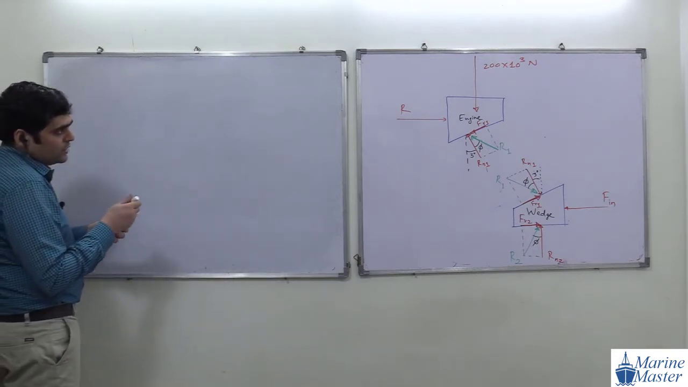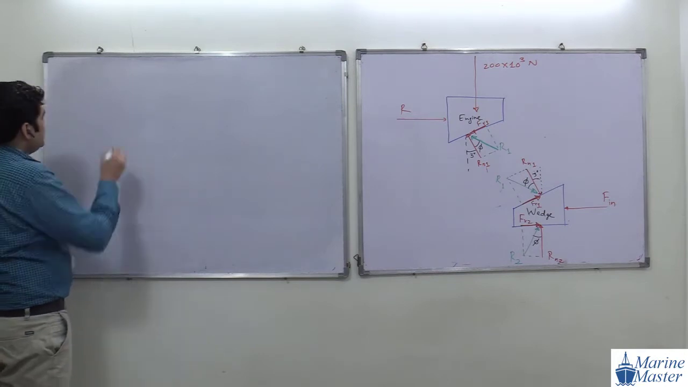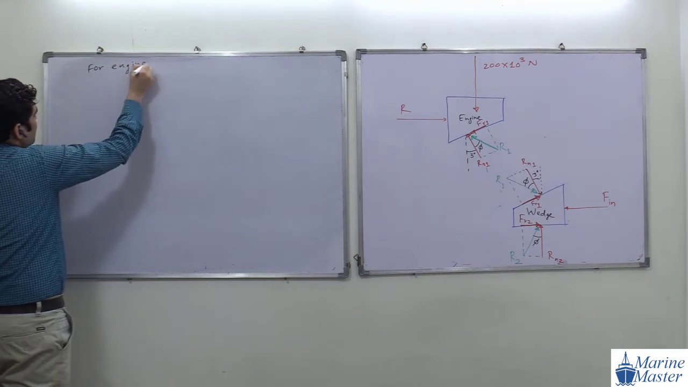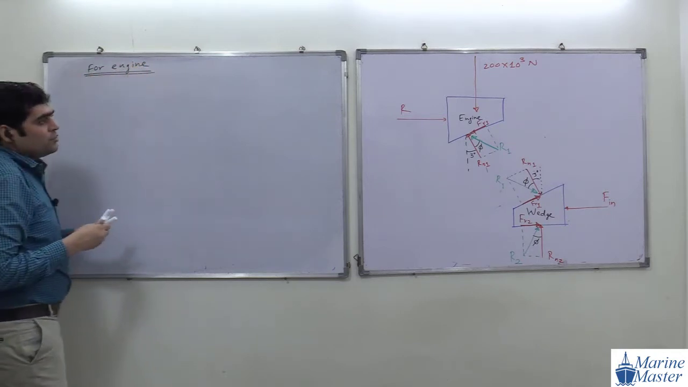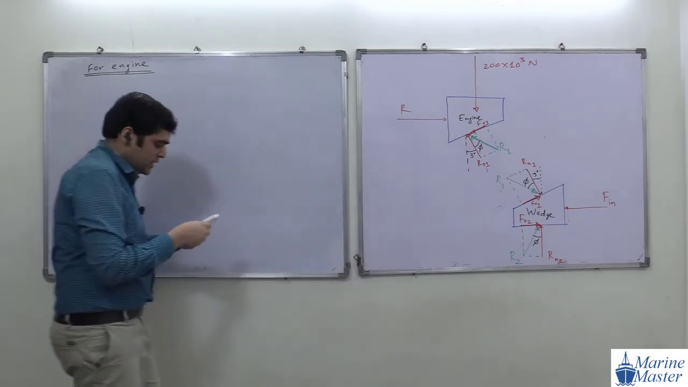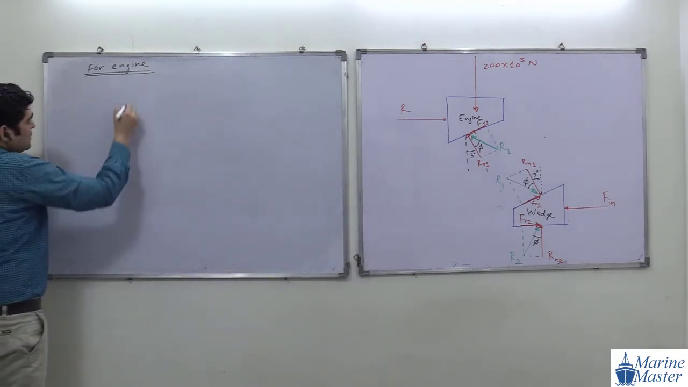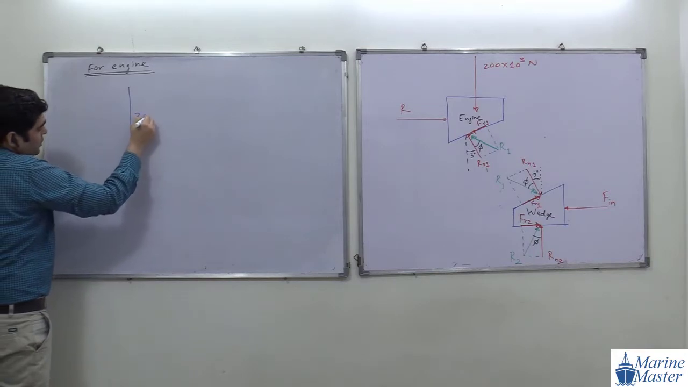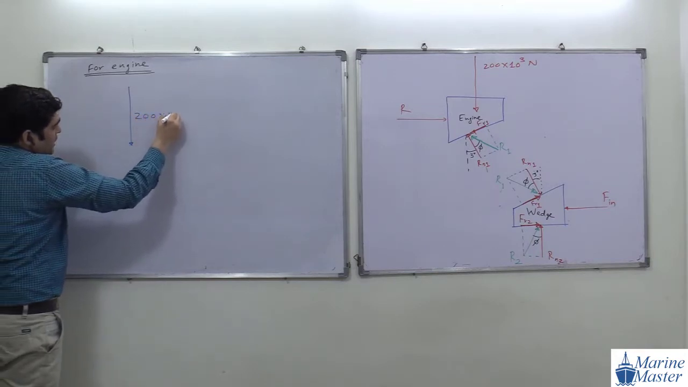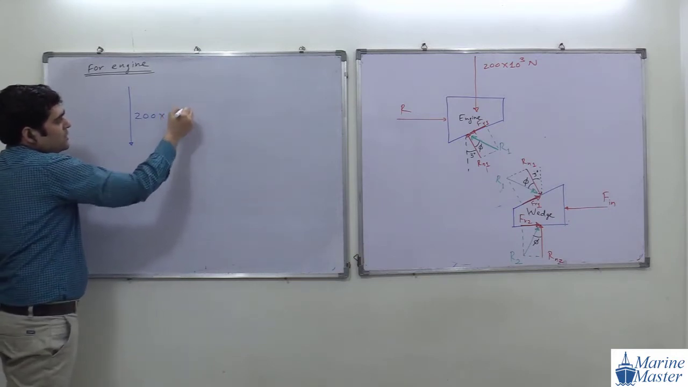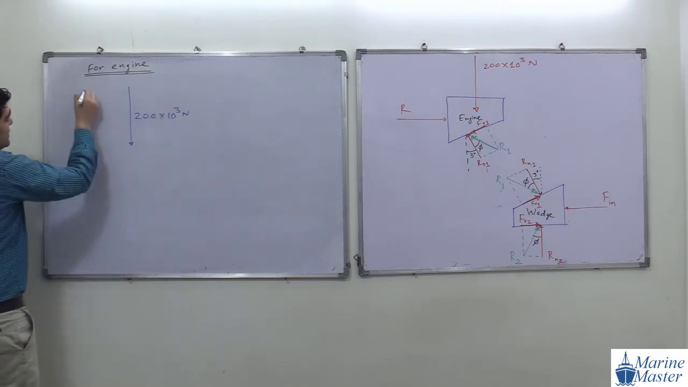How to do this? First of all, for the engine, we are going to form a force vector diagram. So first of all, this one is what? 200 into 10 raised to the power 3 Newton, vertical.